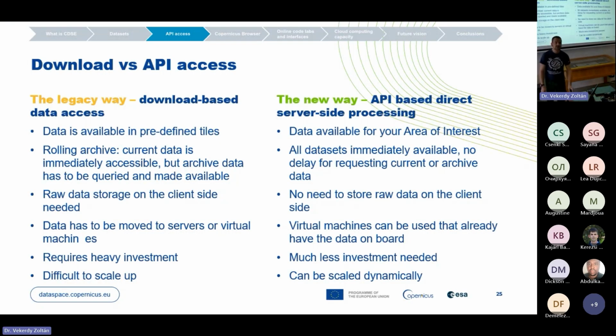Once more, what's the big difference between downloading a data set and accessing it with an API? If you want to download a data set, you're typically getting a zip, so a compressed product of a specific area. This is what you download. It's nice because you're not moving that much volume of data. In the predecessor of Copernicus data space ecosystem, we had this rolling archive approach. So current data was always accessible, but archive data had to be queried. And you are storing the raw data on your side, on the client side. Whatever you download is sitting there on your computer. Then you have to move it to a server or a virtual machine to process it.